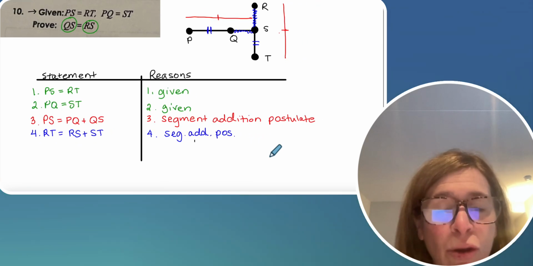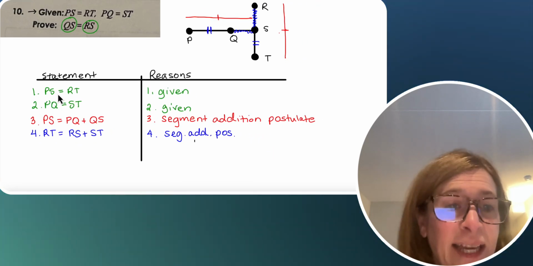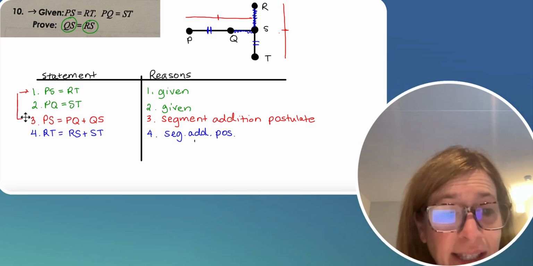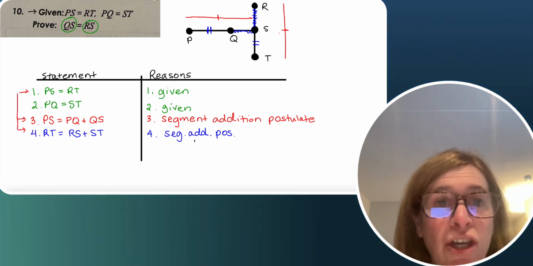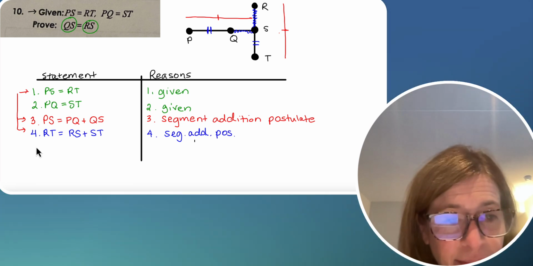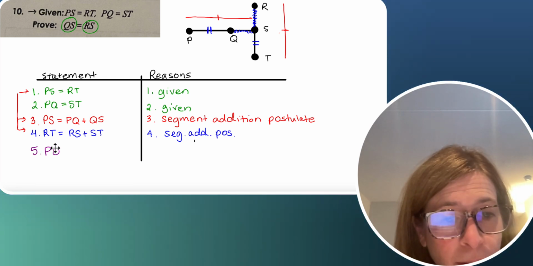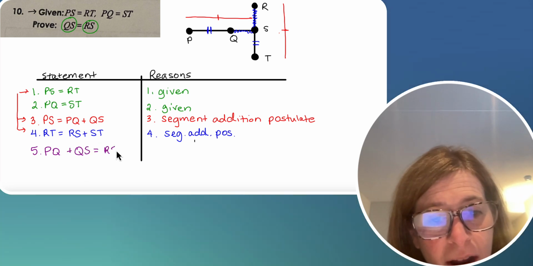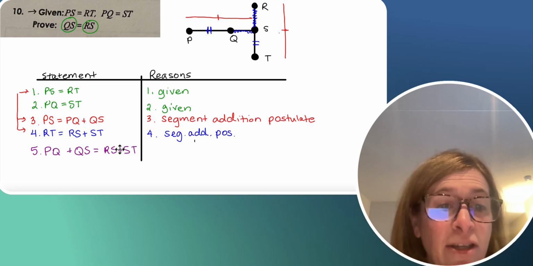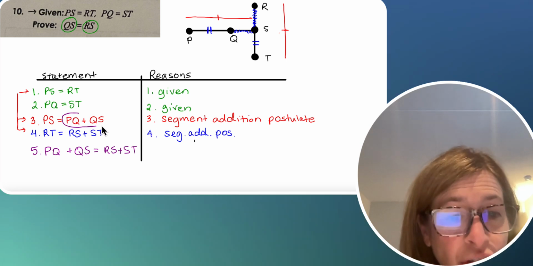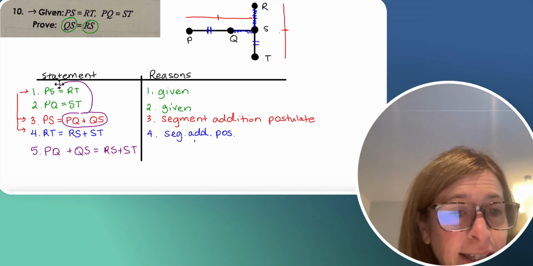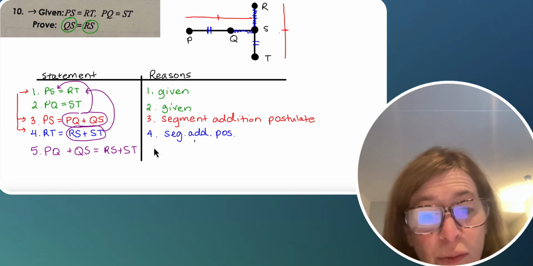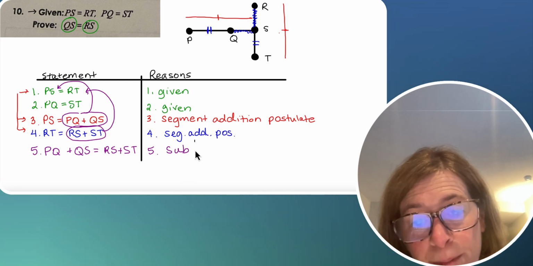Okay, so I'm getting closer. Now, we've already stated that PS equaled RT, and we just gave PS and RT new names. So now we can state that PQ plus QS equals RS plus ST. We're basically substituting this value in for PS, and this in for RT. So the reason would be substitution.